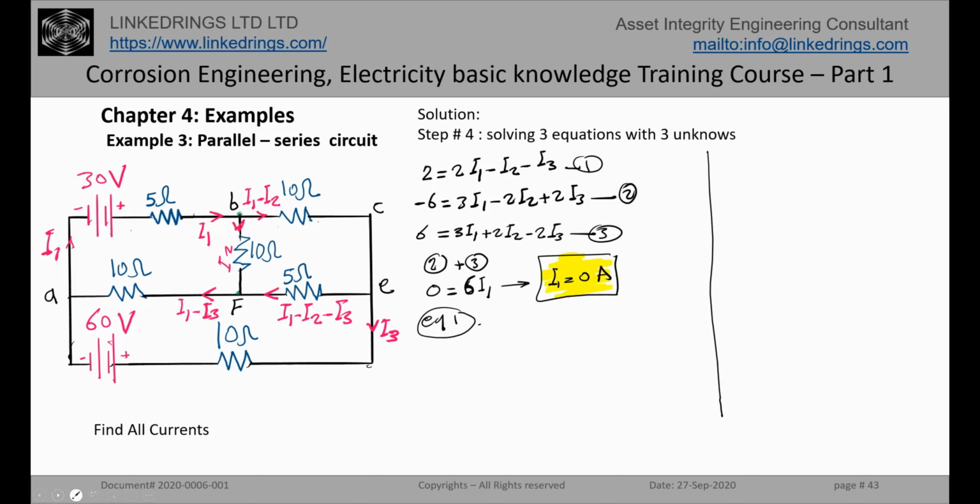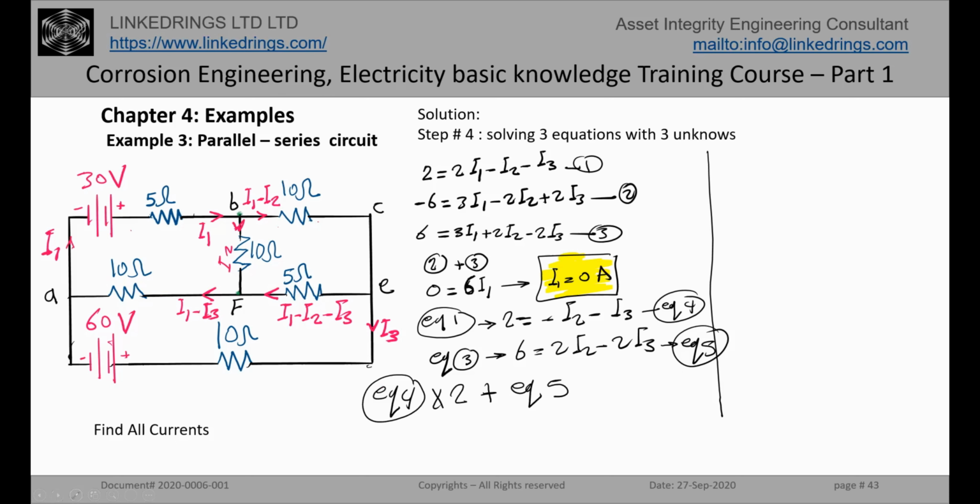Now, let's put this value in equation number 1. So that means 2 equals 0 minus I2 minus I3. I will call this one equation 4. Let's put the value of I1 in equation number 3. So it will give me a new equation: 6 equals 0, so this becomes 2I2 minus 2I3. I will call this one equation 5.